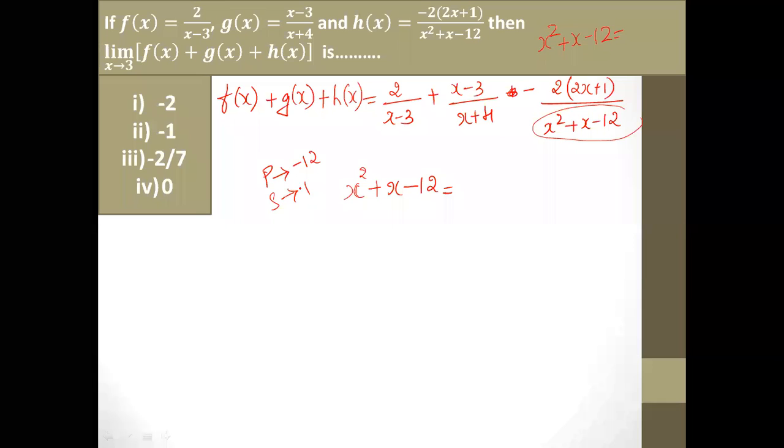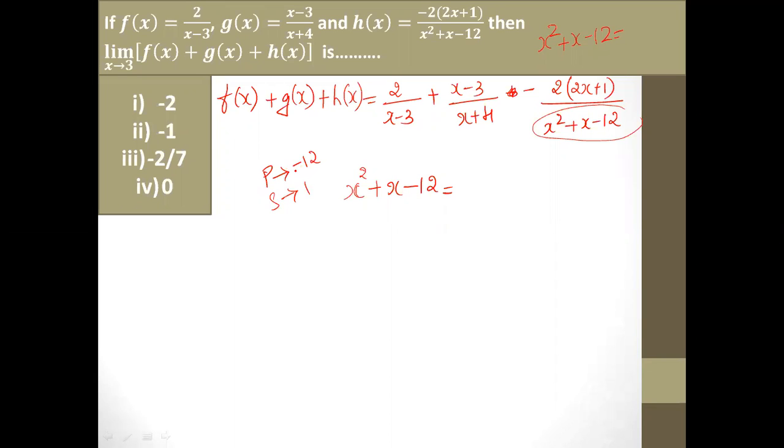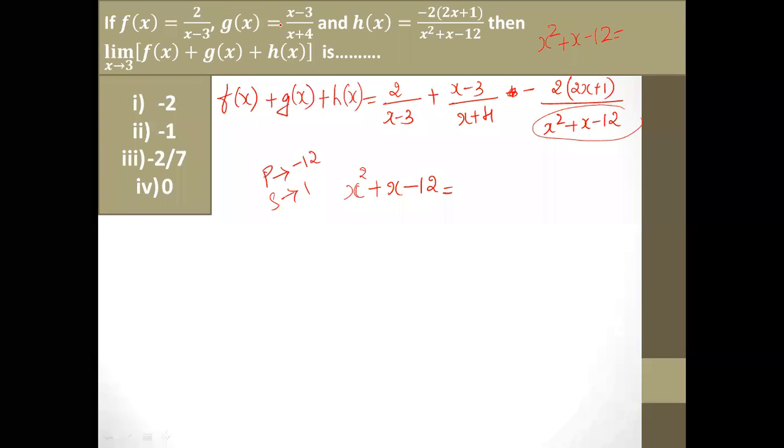What are the two numbers which can give you sum as 1 and product as minus 12? Which two numbers, when you add, will give sum as 1 and product as minus 12? Can anyone tell me that? When you multiply those two numbers, you should get minus 12, and when you do the sum, it should be 1. So can you tell me what are these two numbers?